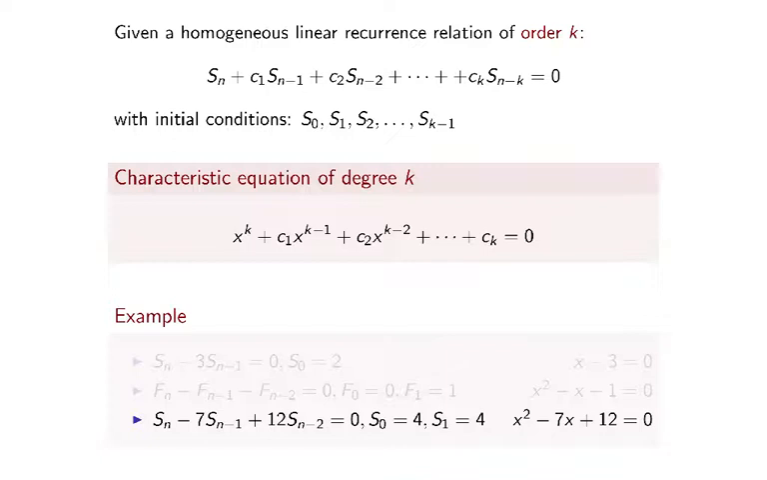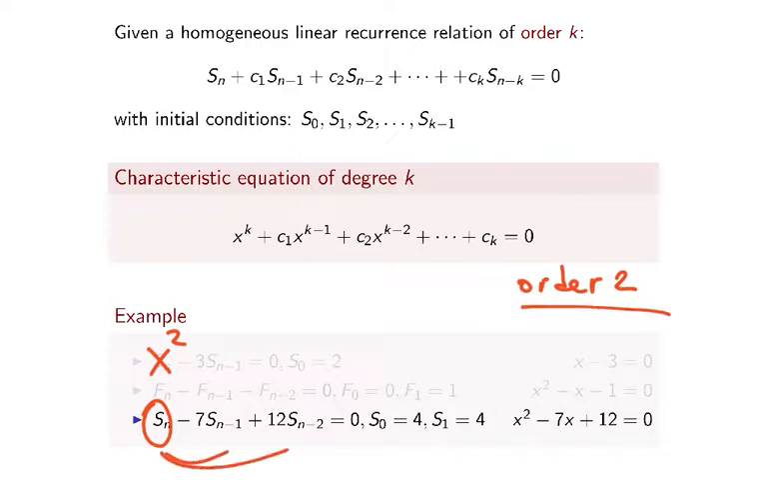In this other example, again, we can see that Sn is related to the 2 previous terms, so we can say that this one is order 2, and that is going to give us the degree of the characteristic polynomial. And so instead of Sn, I'm going to substitute x squared because it's order 2. And then I keep writing the other ones in decreasing powers. So the one corresponding to this one is going to be x, and the one corresponding to this is going to be just a number.